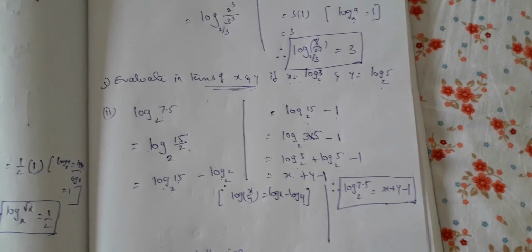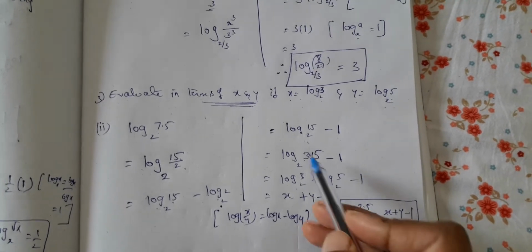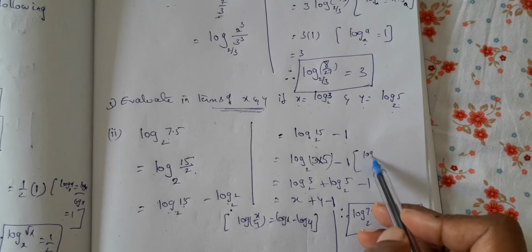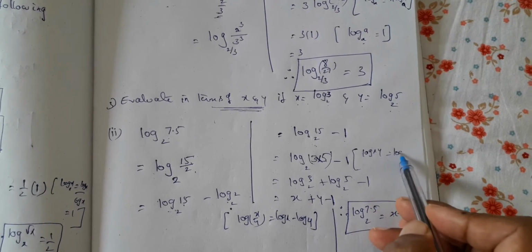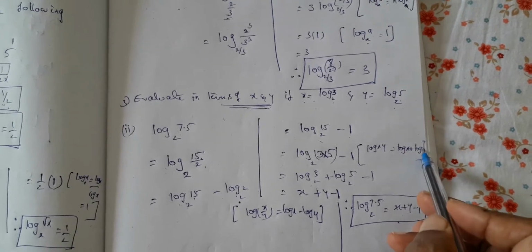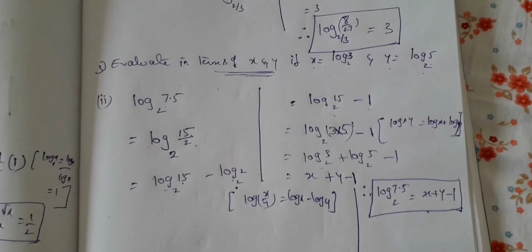Children, nothing is there here to explain. What you need to do is always apply those properties. Here which property are we using? Log x into y is equal to log x plus log y. Always. It's all the magic of properties. Right? So shall I copy this problem?